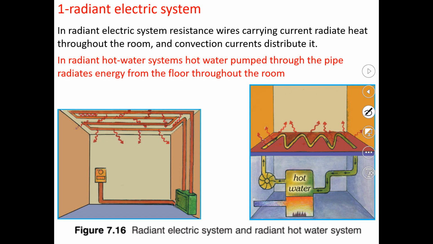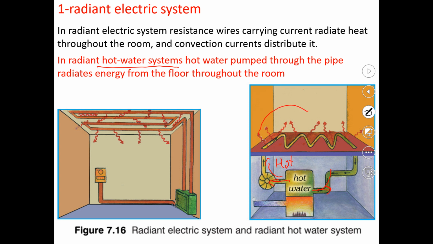So, radiant electric systems. In a radiant electric system, resistance wire carrying the current radiates heat throughout the room, and convection currents distribute it. In radiant hot water systems, hot water is pumped through the pipe. Look at this system. When they heat the water, it will be pumped. This side is pumping the hot water.